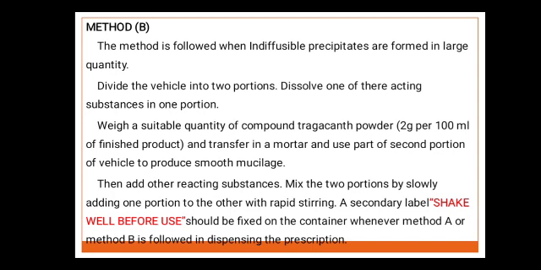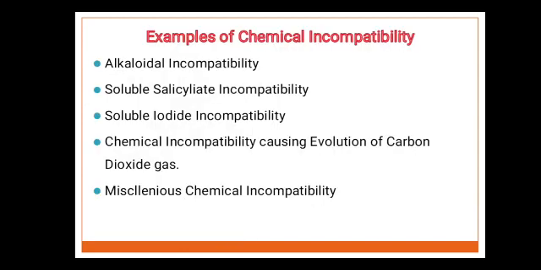This was the precipitate yielding interactions and the methods to overcome them. Now we will see the examples of chemical incompatibilities. There are various types of examples of chemical incompatibilities. First one is the alkaloidal incompatibility.